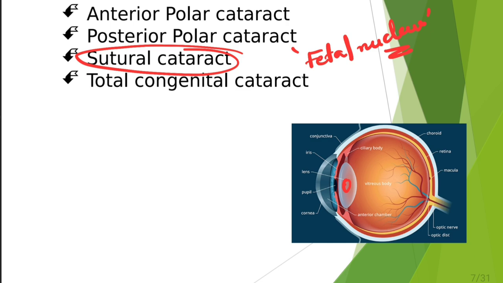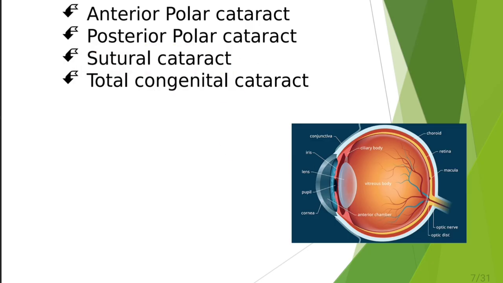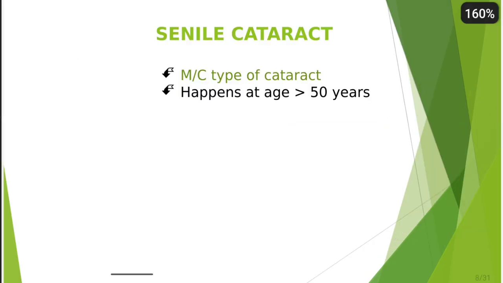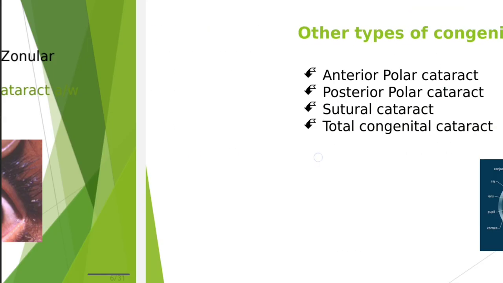Okay, and then total congenital cataract means the entire lens has become opaque. The entire lens has become opaque, not just a part or a layer. So that is called as a total congenital cataract. The whole lens will look white. Fine. So I'll be taking senile cataract. See, that's very important. So let's talk with congenital cataract in this session.